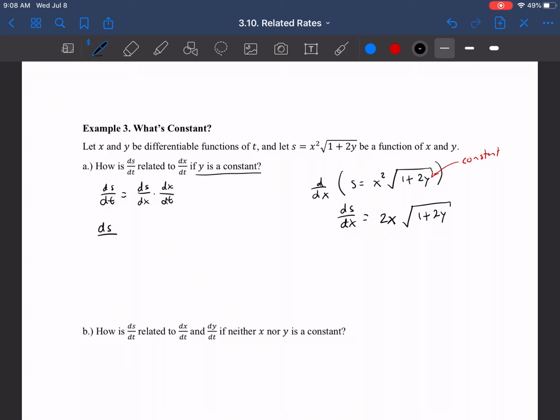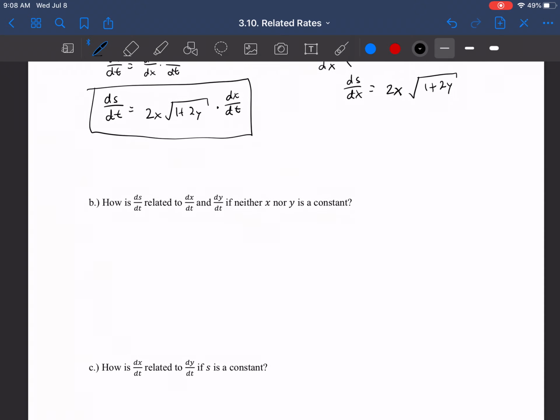Therefore, we come back over here, ds/dt. Well, we have ds/dx now. That's 2x times the square root of 1 plus 2y. And then it's times dx/dt. And there you have it. That's ds/dt related to dx/dt. Okay. Next, I think I'll leave part C for you to try yourself, but let's take a look at part B.